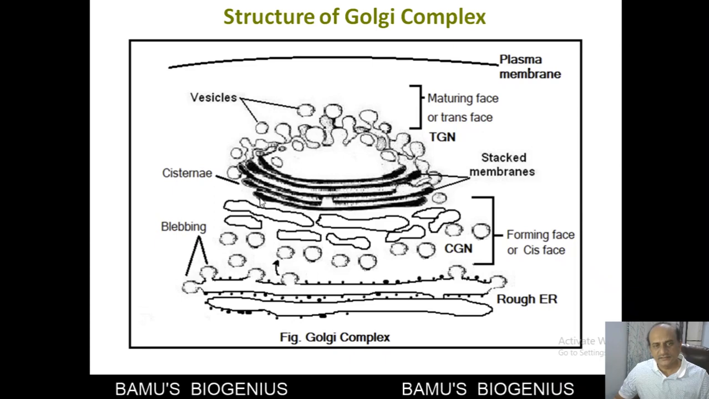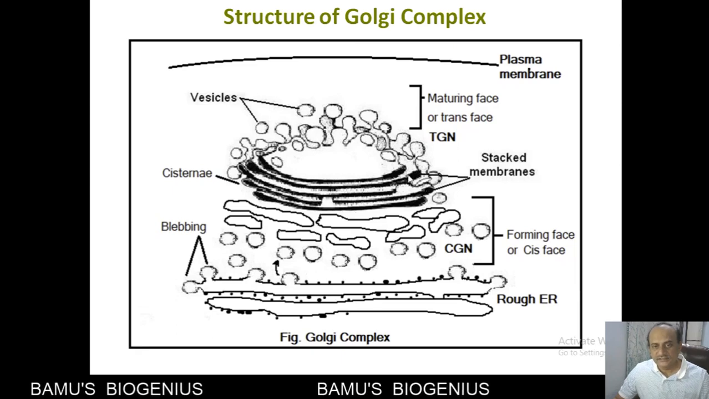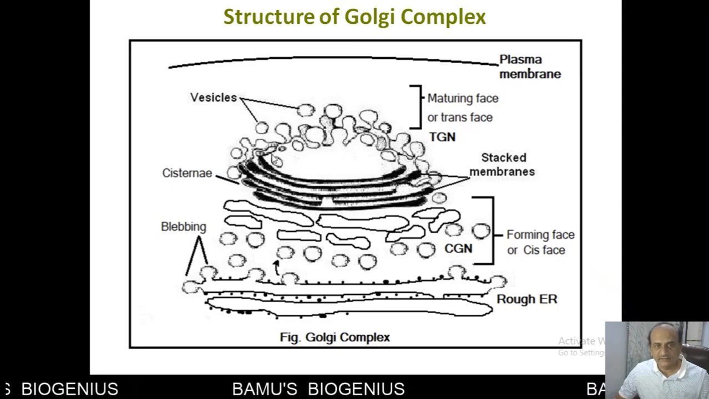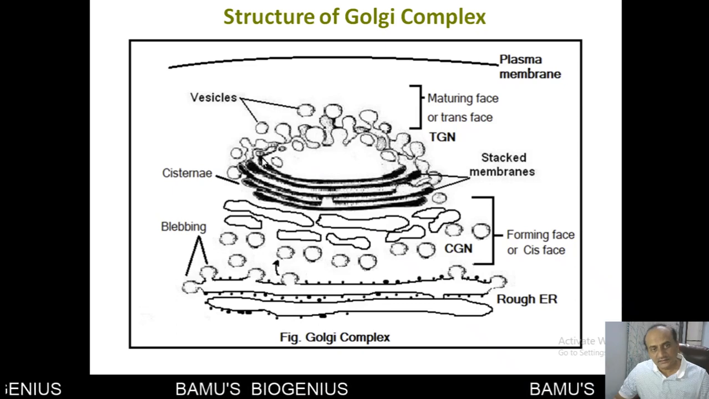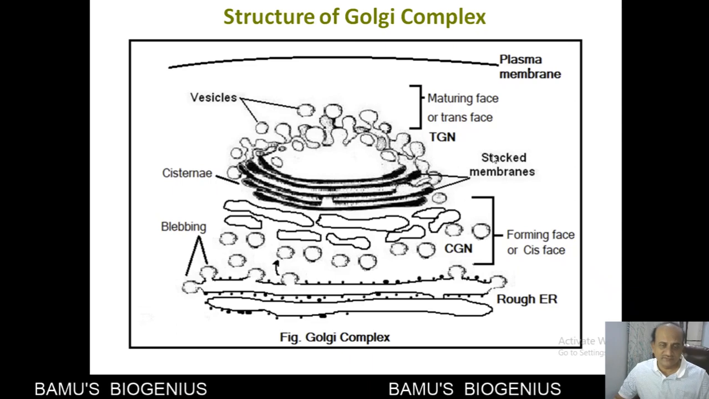So, like that, these are the cisternae which are present on the cis phase. These are called the cis cisternae. These are called the middle cisternae, and the cisternae present on the extreme end of the Golgi complex, towards the plasma membrane, are called the trans cisternae. And this particular phase is called the maturing phase or trans phase.